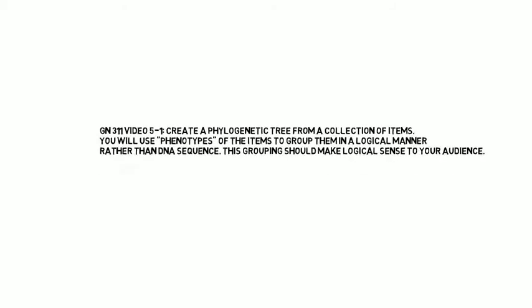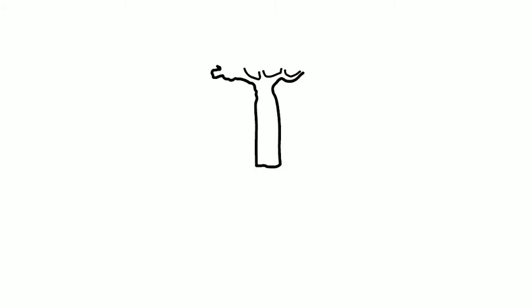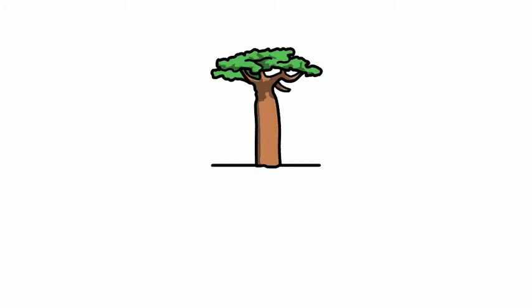So today we're going to discuss the concept of a phylogenetic tree. A phylogenetic tree is a diagram that represents evolutionary relationships among organisms. In this example, we're going to be talking about Nintendo gaming systems.